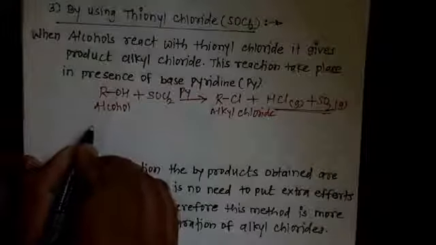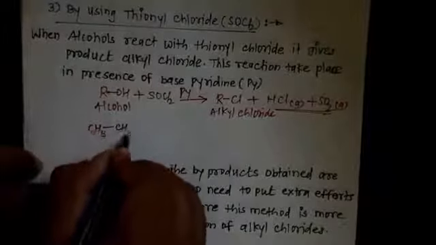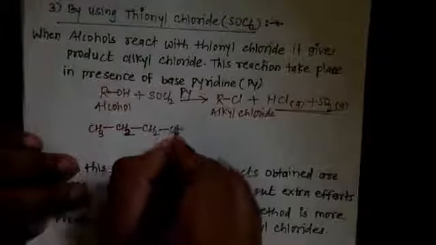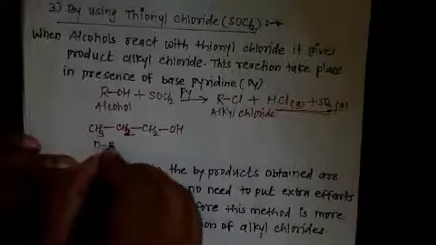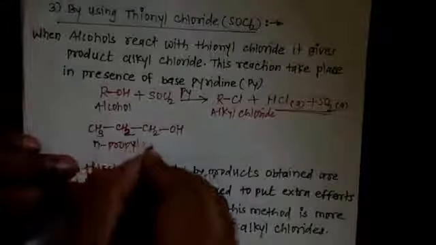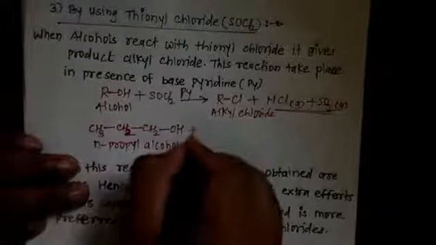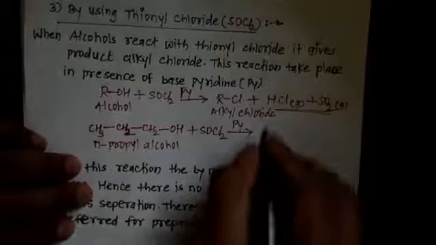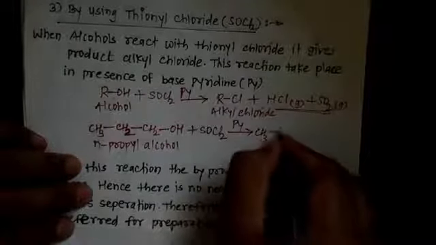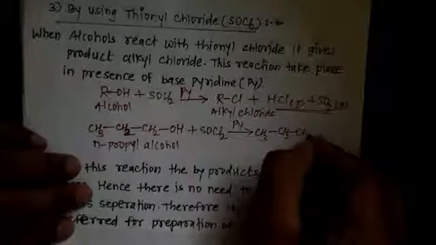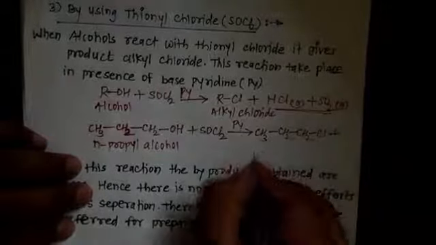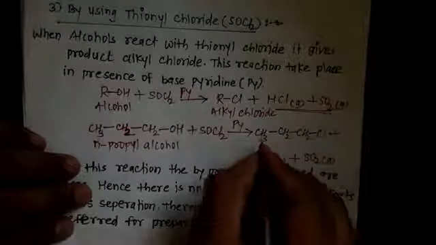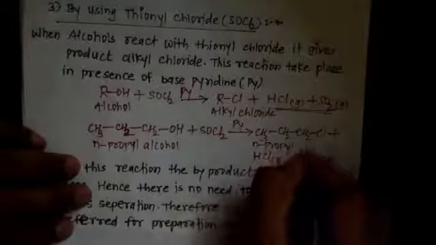We take the example: when n-propyl alcohol or propan-1-ol is treated with SOCl2 in the presence of pyridine, it gives a product n-propyl chloride, and also produces gaseous byproducts HCl and SO2. This is the product n-propyl chloride.